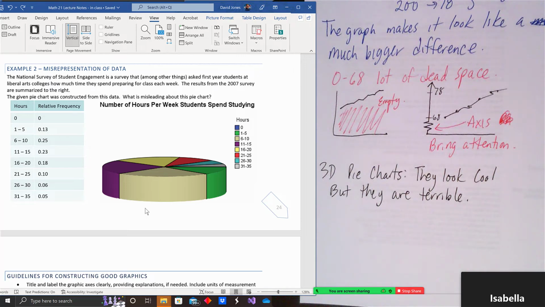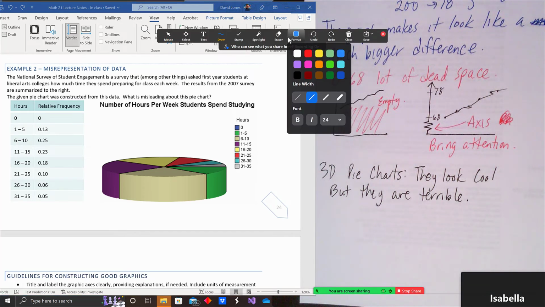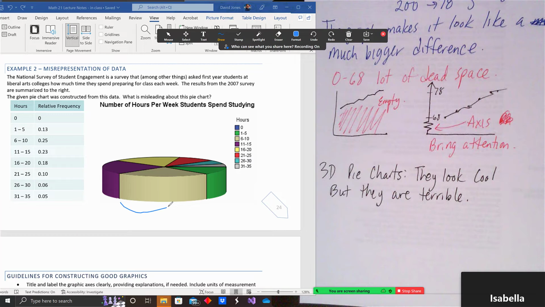And I'm going to show you why. Get my annotator on right now. See this big wedge right here in the front? This represents the color is 6 to 10, and that's 0.25. This little purple wedge right here is 11 to 15, and it represents 0.23.